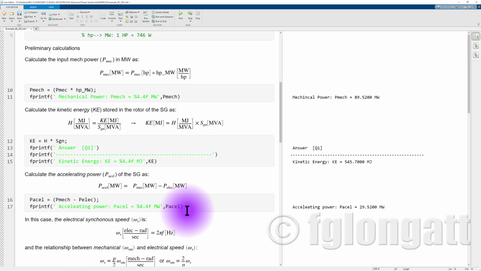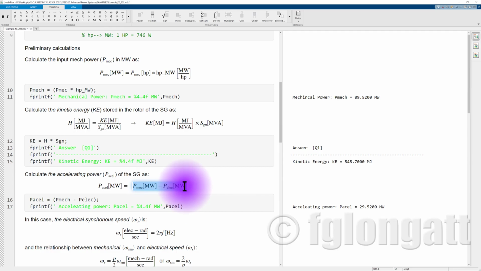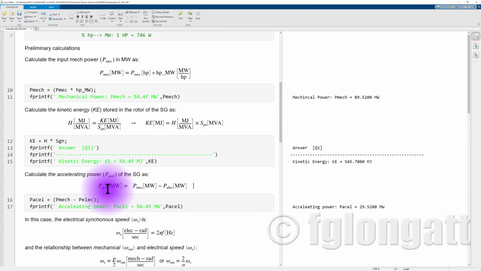Now the next step is calculating the accelerating power. In this case, we have a machine where the mechanical power is larger than the electrical power that we are receiving at the stator of this machine. As a consequence, the difference between the mechanical power and the electrical power is what we call the accelerating power. In this specific case, we have a mechanical power of 89.52 and an electrical power of 60. The difference between them, you can see over here, the accelerating power is 29.52.